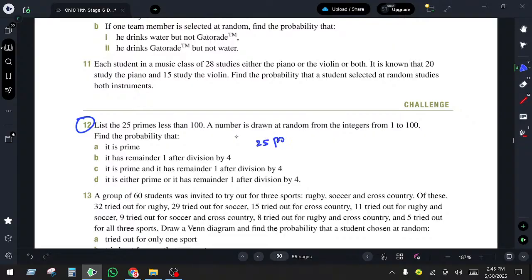25 primes between 1 to 100. Okay. So what is the probability of a prime number? 1 over 4. Right.